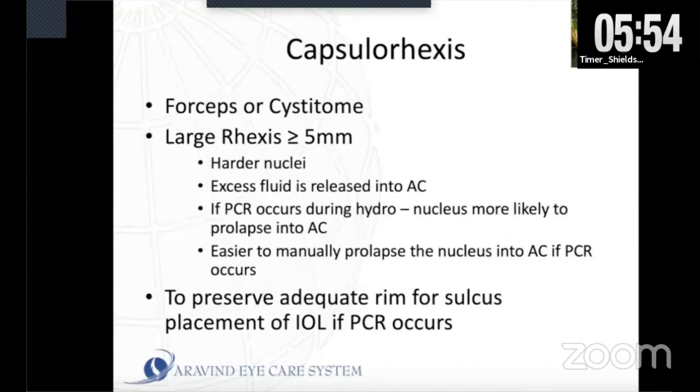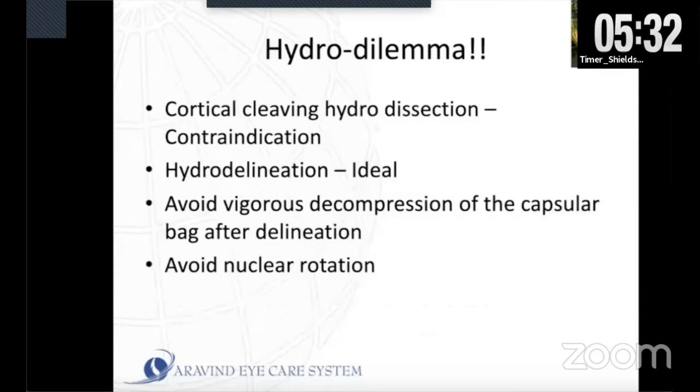Preferably a large rhexis because sometimes, following a dissection or a delineation, it can prolapse outside into the anterior chamber and make your surgery easier. Or if you want to manually prolapse also, you need a slightly bigger rhexis. But at the same time, you should have an adequate rim so that you can do a sulcus fixation of intraocular lens. Hydro is always a dilemma, because you cannot do a hydrodissection.